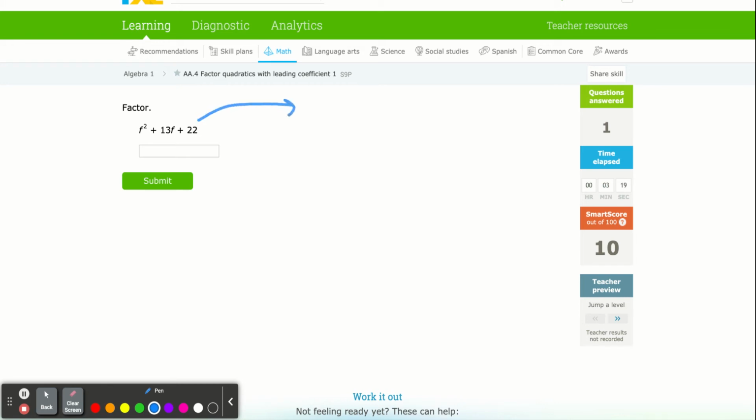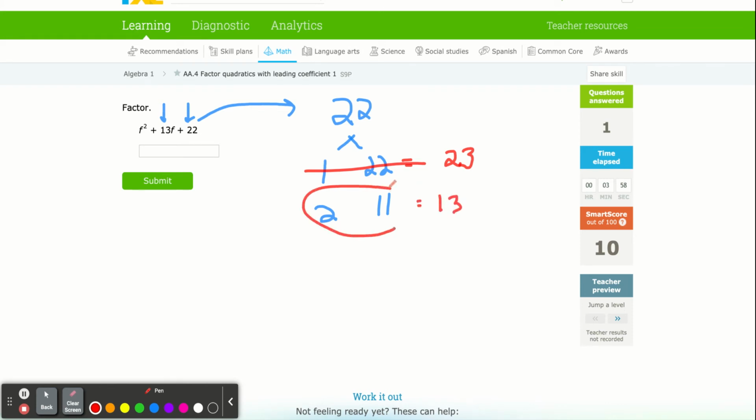Again, take that third term, and I want you to write down all its factor pairs. In other words, 1 times 22 is 22, but also is 2 times 11. Now, if it's a positive 22, then both of these must either be positive or both must be negative. But since we have a sum, what we want is the right pair that adds to 13, but this adds to 23. So this is not the right one. This one adds to 13. So these are the two numbers that we will put behind in our two sets of parentheses.